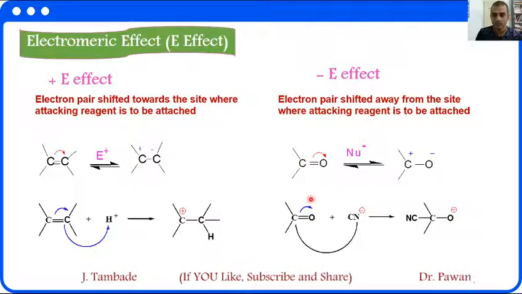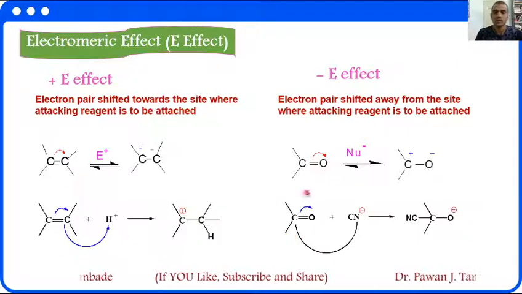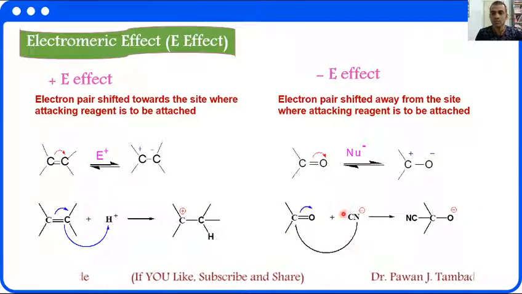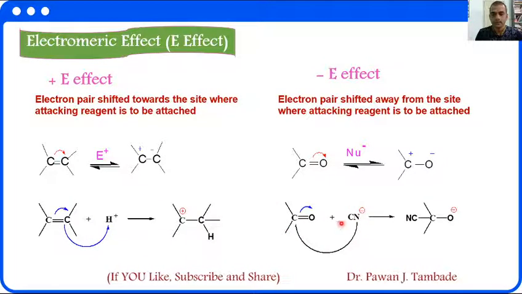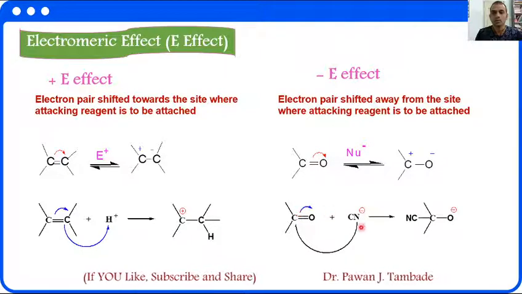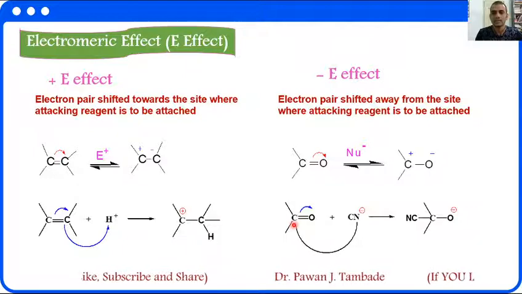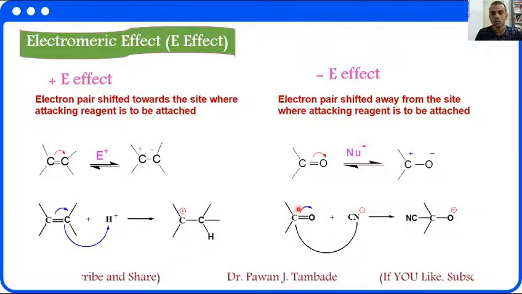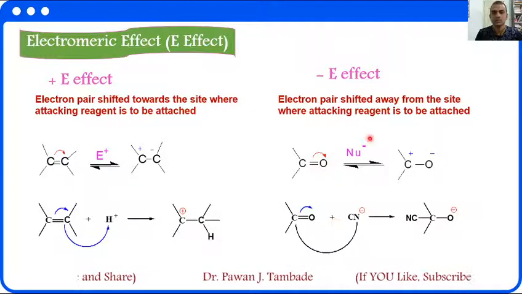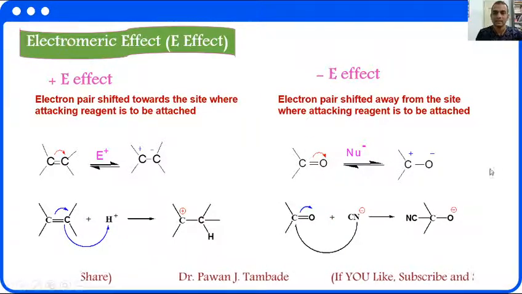Let's have a look at one more example. When this carbonyl compound is exposed to a cyanide anion, then the carbon-oxygen double bond opens to oxygen and cyanide attacks carbon. So the nucleophile is attacking the atom from which electrons are going away. So this effect is called the minus E effect.